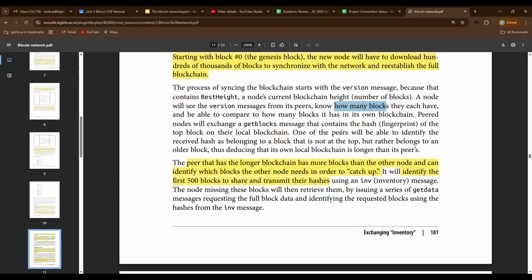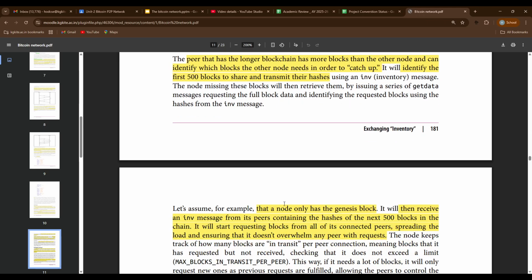Once it sees that any peer has more blocks, then I think that will be fine. So the peer nodes will exchange a get blocks message, which will contain the hash of the top block in the local chain. Among the peers, one of the peers will be able to identify the received hash as belonging to a block that is not at the top. So somehow it will be able to identify which has the highest or lengthiest chain.